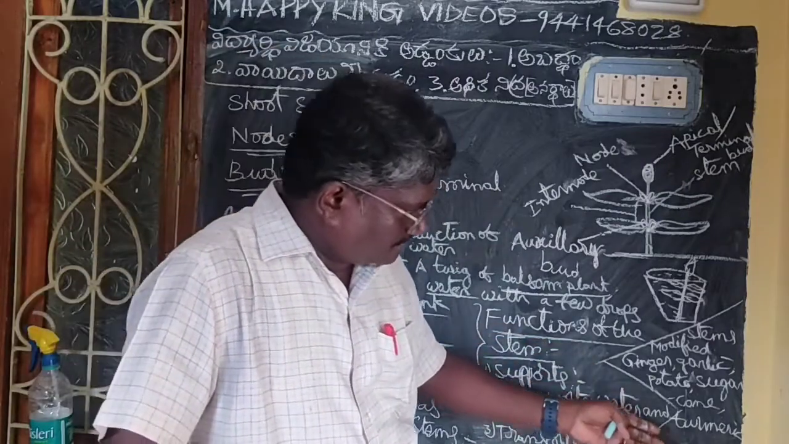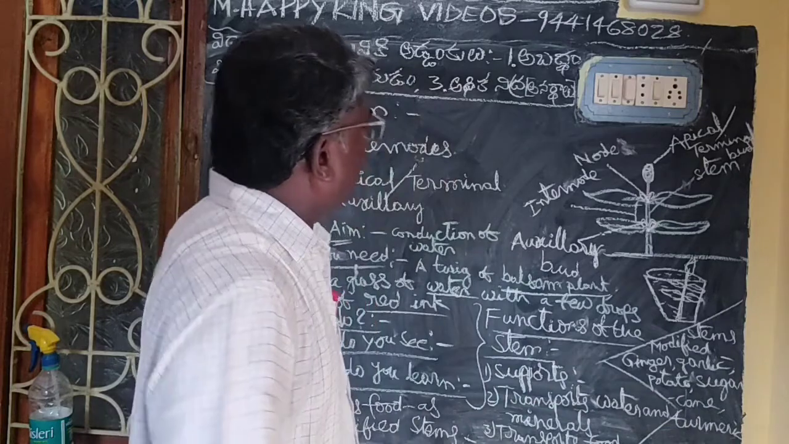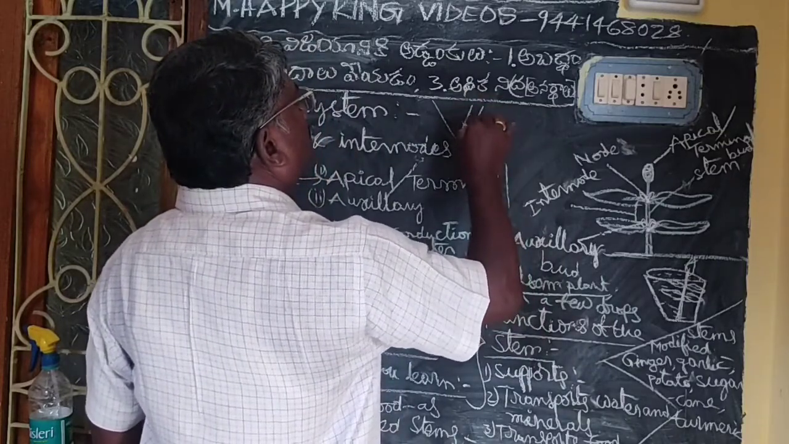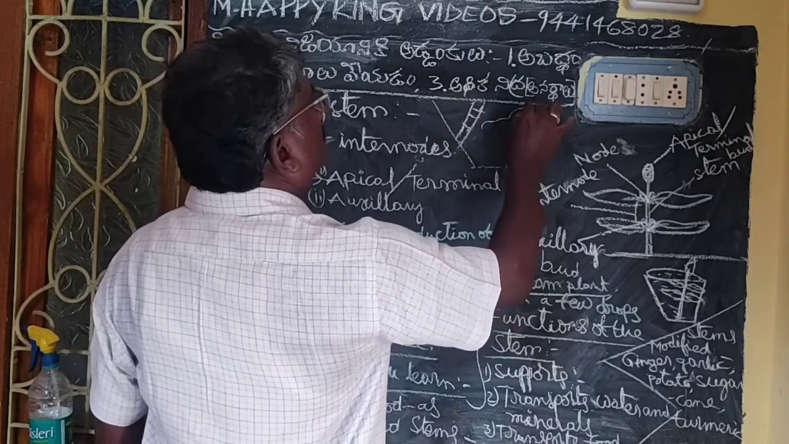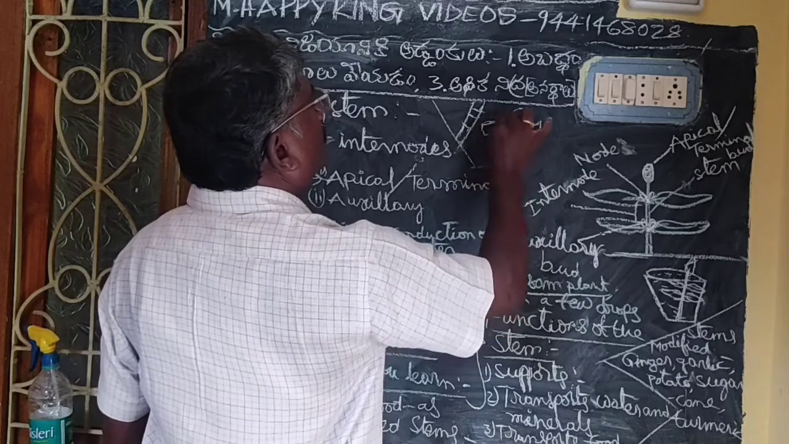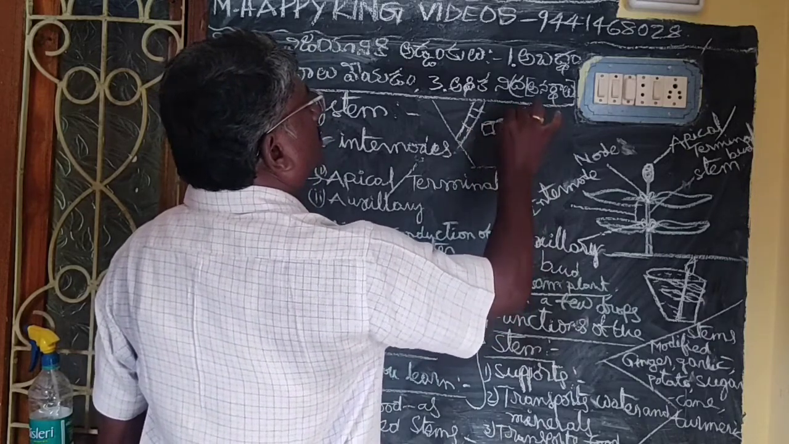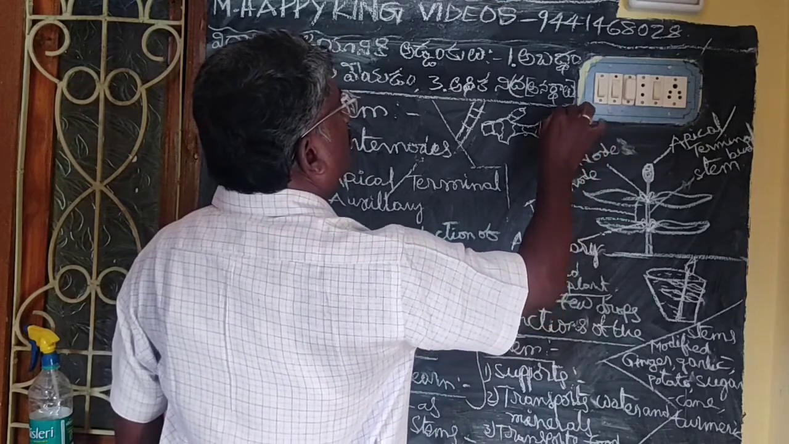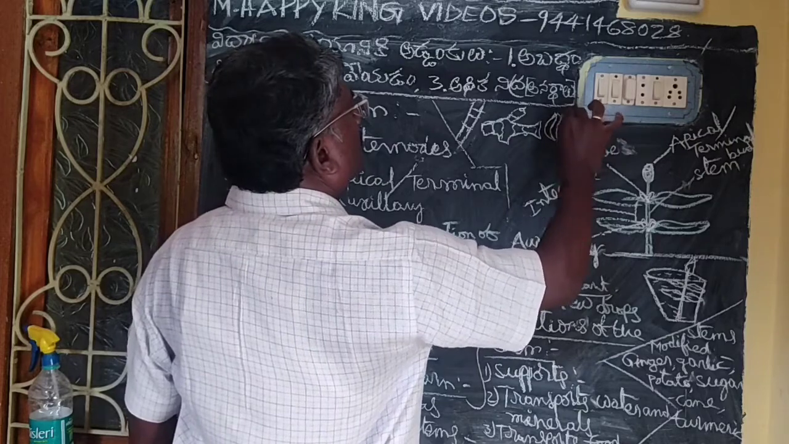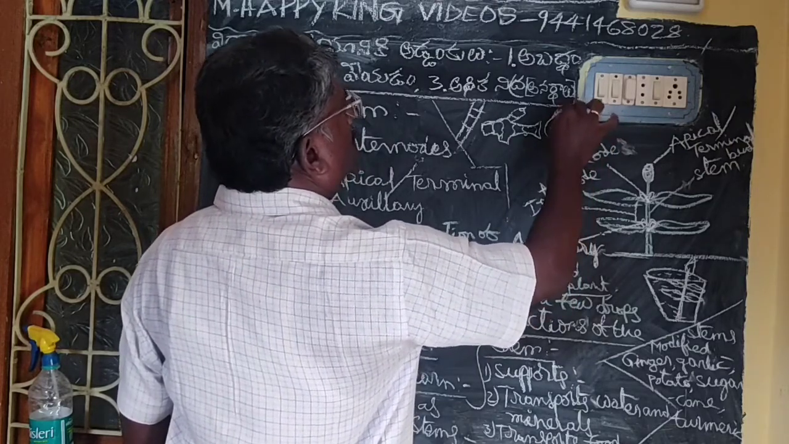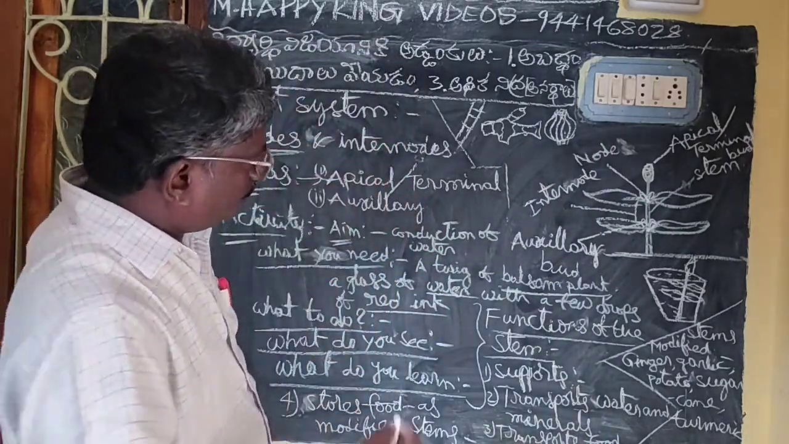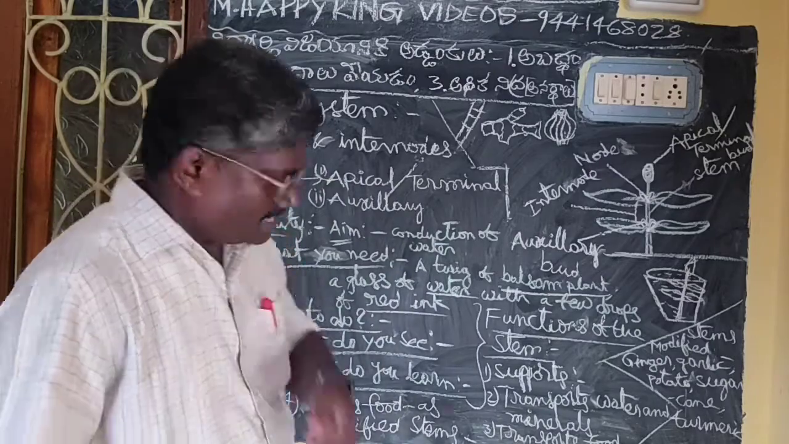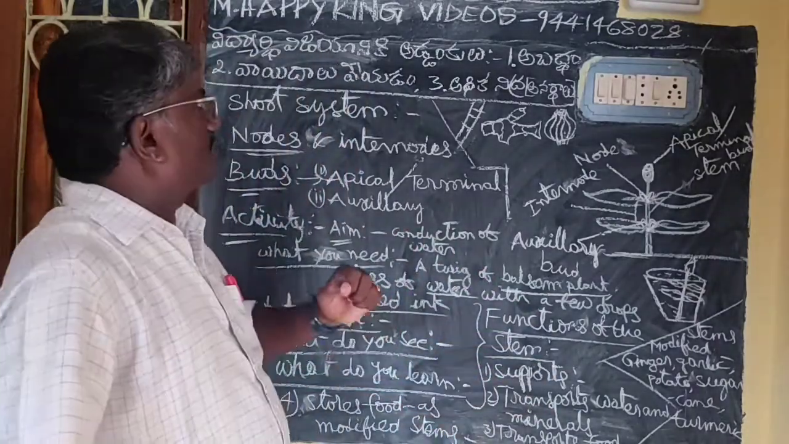Onion, garlic, ginger, potato, sugarcane, turmeric, etc. Like sugarcane, this is ginger, garlic, and turmeric, sugarcane, etc. These are the main functions. Let us learn.